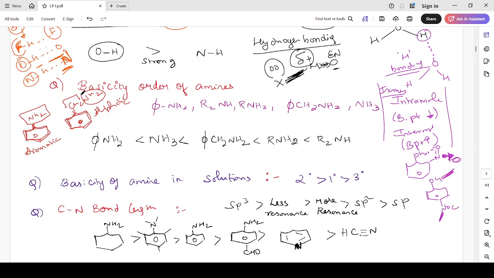But still, this NH2 is there. If I have carbon here, there is a pull towards this benzene. So therefore, this has to be a little bit less basic compared to ammonia.